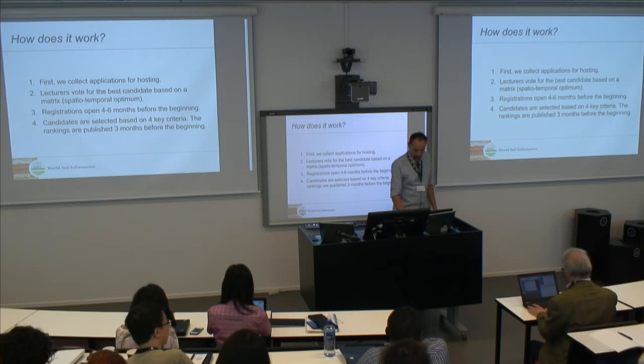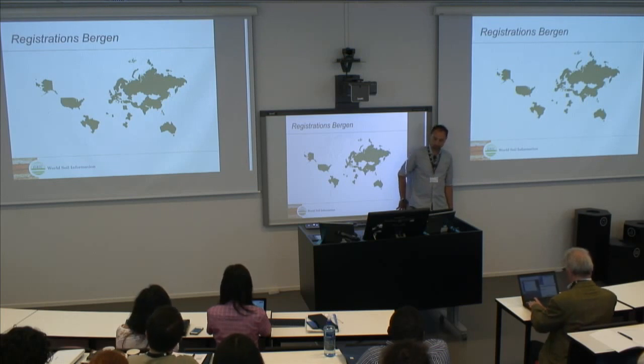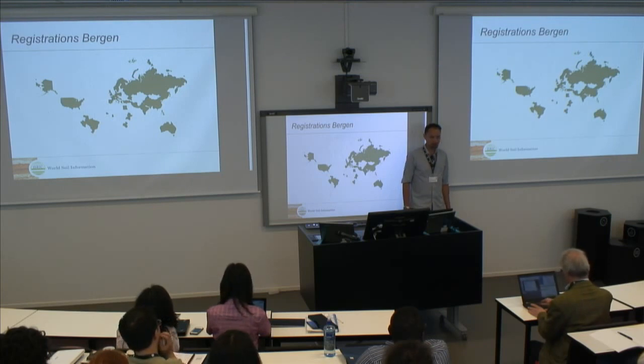We have these 4 criteria, and then we publish about 3 months ahead, and we send you the invitation letter so you can get organized with your employer. This is the map of registrations, not the participants. So if you see some country, maybe in the end people didn't make it. We got 70 registrations for this summer school, but we are now on 45 plus participants, and almost 8 lecturers, and there's support staff, so I think we're about 60 people. So please be tolerant about that.